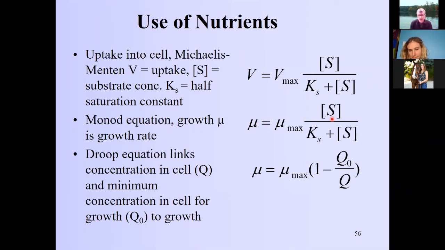And then there's this equation called the Droop equation that links the concentration in cells actually. So you have to uptake the nutrient, get it into the cell here, and then from the cell you have to grow. So what really matters to the cell is the concentration inside of the cell, and the cell has to be over some sort of minimum concentration before the machinery works, and that's this Q0, the cell quota. And I will put these on graphs so you can see them, maybe.